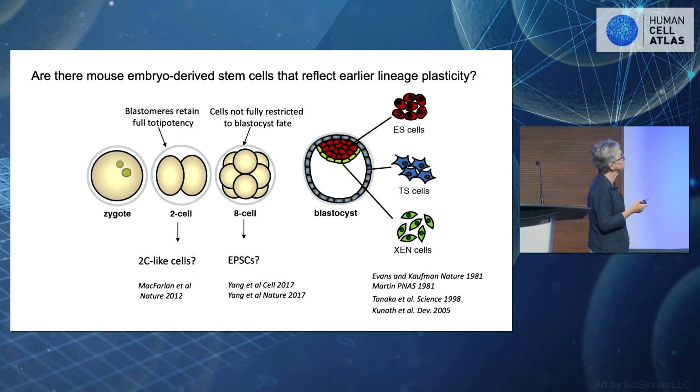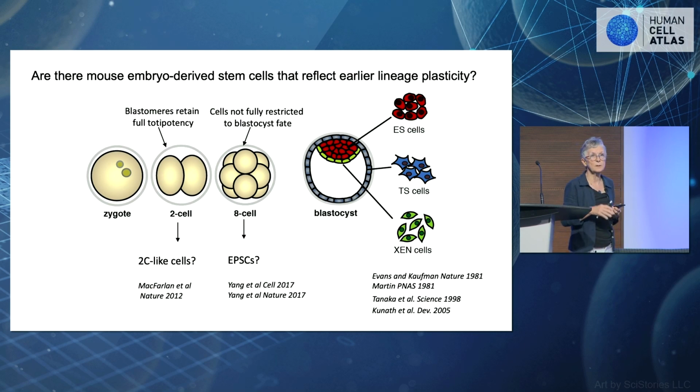I also told you that during early development, we have this progression from totipotency. And I said that by the 8-cell stage, cells were still totipotent. So over the last few years, people have derived stem cells that seem to reflect an earlier state and can be maintained in culture. By various criteria, they believe that they reflect an earlier uncommitted state. These are fairly well-known cells. These are called 2C-like cells that arise in embryonic stem cell cultures. And they express a lot of markers of the 2-cell-like embryo.